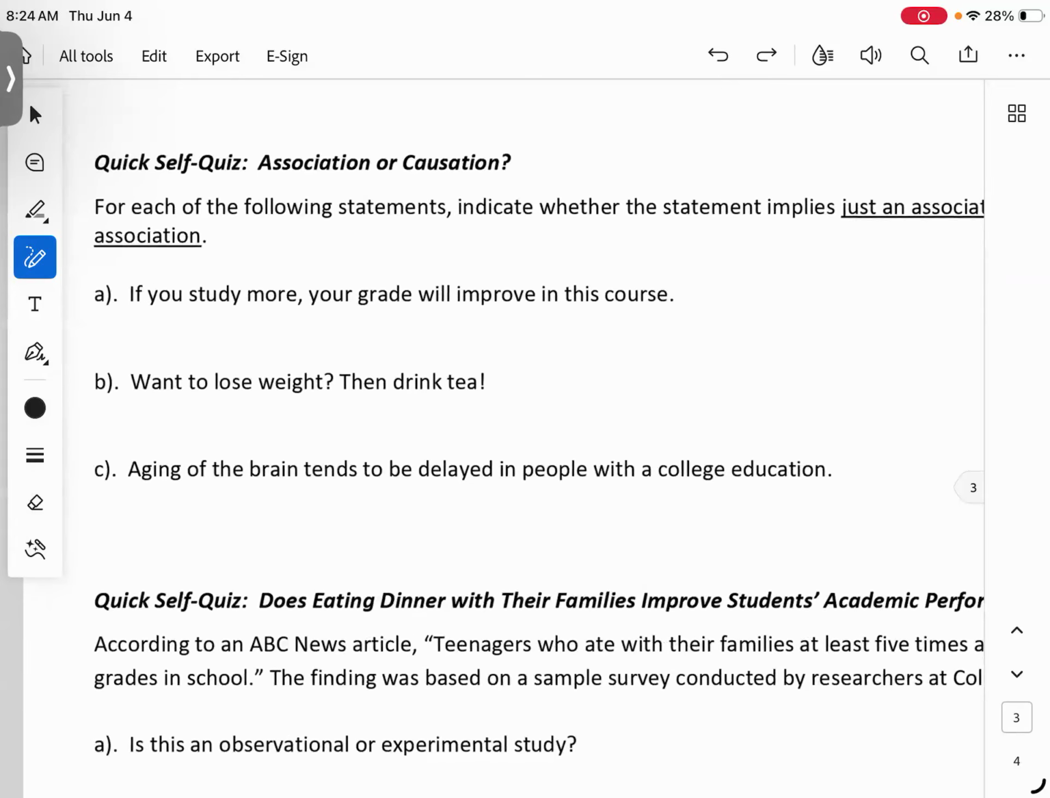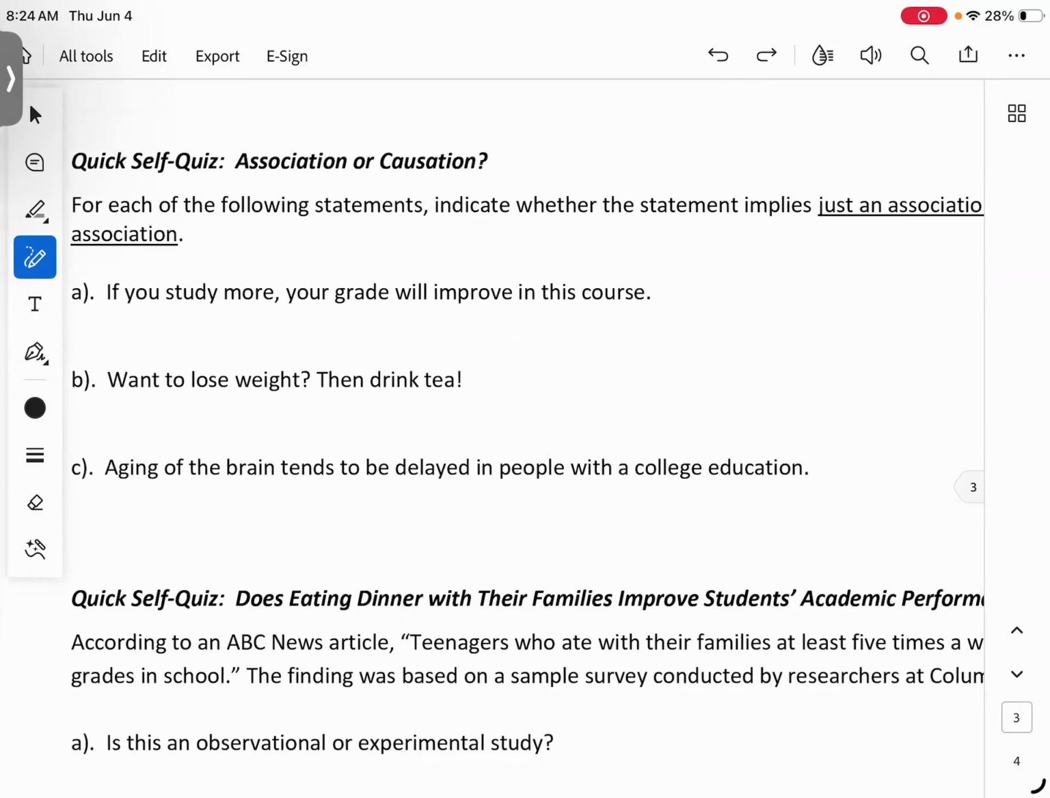And so read A, B, and C for yourself, maybe even pause the video and vote which of these do you think falls into sounding like causal association, stronger language, or which one is just association, maybe.